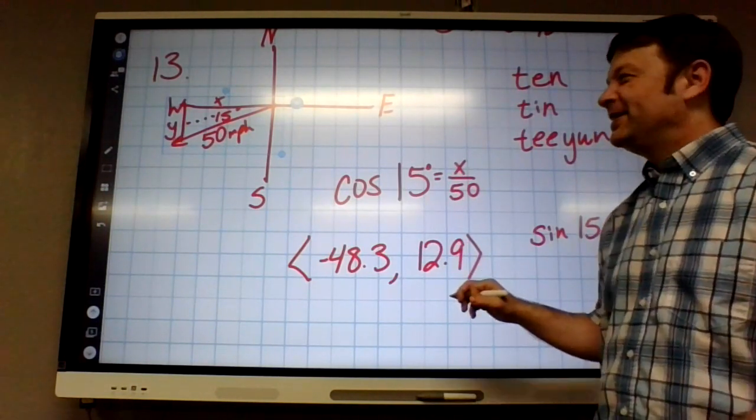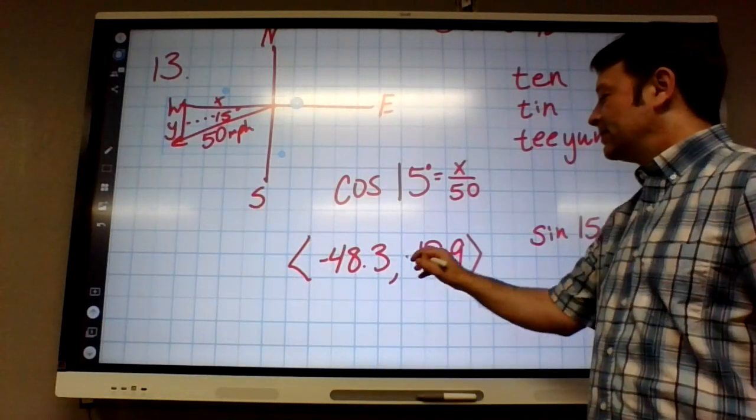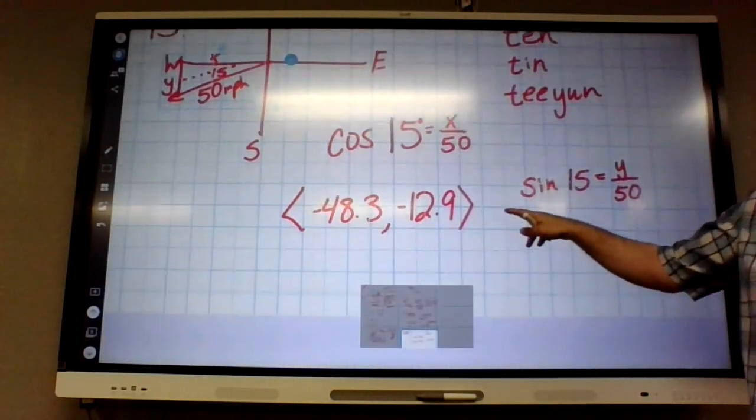It needs to be negative. Yeah, it's supposed to be negative.